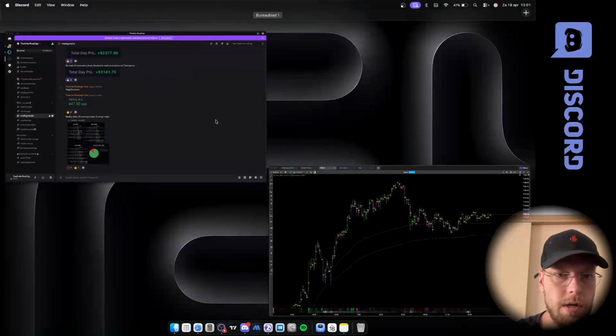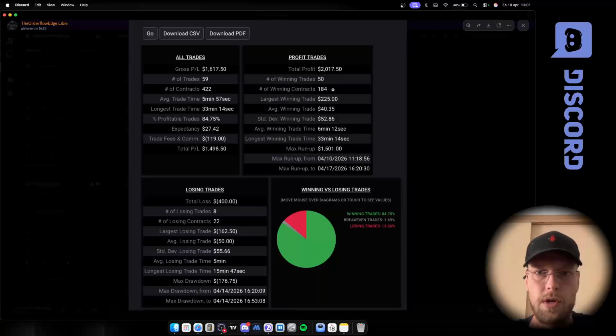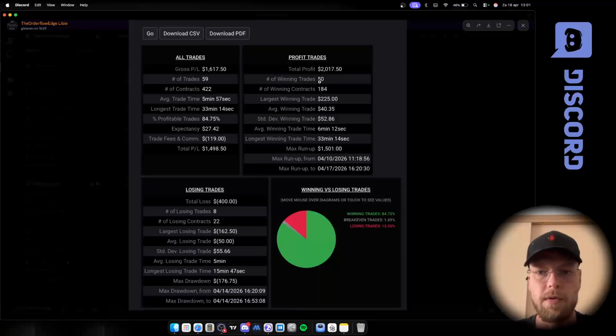Do they work? Yes, these are my weekly stats. I trade micros. You can see 50 winning trades, 8 losing trades. This is from a whole week. I do this on multiple accounts, more than 10 accounts. Let's say these are 200 contracts, 50 trades, so like an average of 4 or 5 micros each trade.